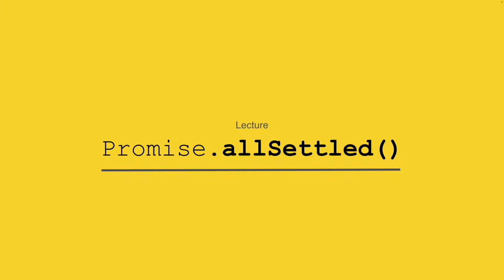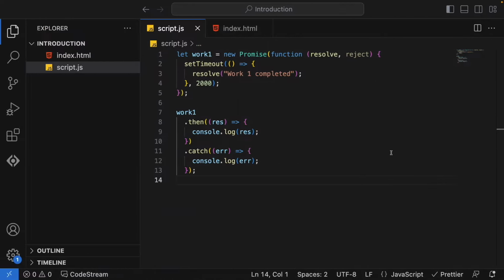Let's say in many websites you want to create different sections and you want to get the data from different servers to display it on the different sections of your website. And you want to make your website visible only when all the contents are loaded perfectly. So you can use Promise.allSettled. Let's see with a quick example how it will work.